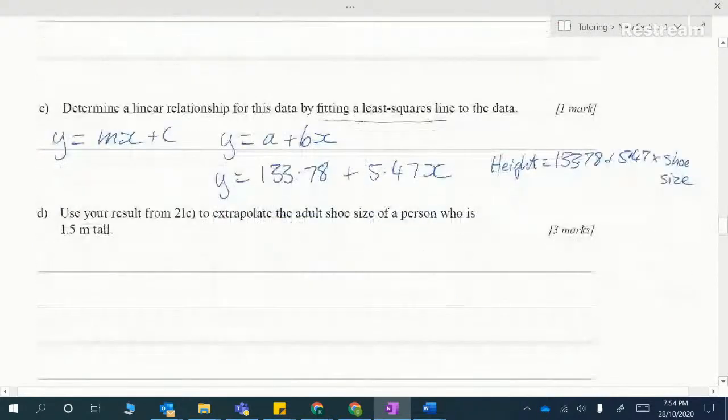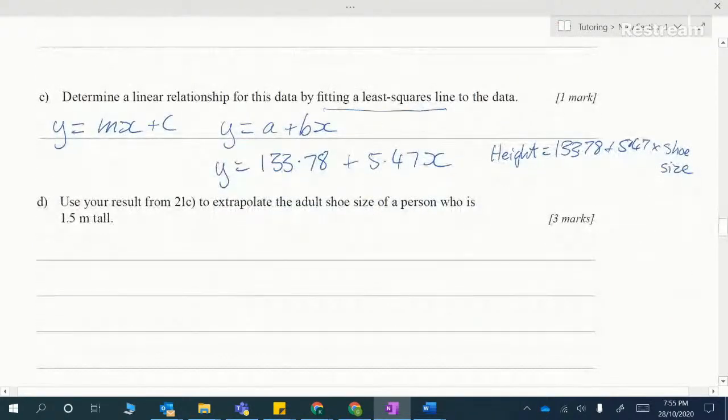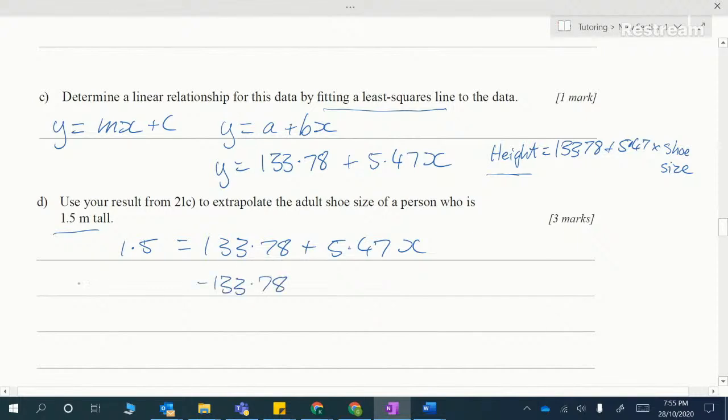Okay. So part D then asks you to extrapolate the adult shoe size for a person who is 1.7 meters tall. Okay. So that means if their height is 1.5 meters, you have to substitute that into the place of height. So that's 1.5 equals 133.78 plus 5.47x, and you need to solve for x. So your first step would be to take 133.78 away from both sides.